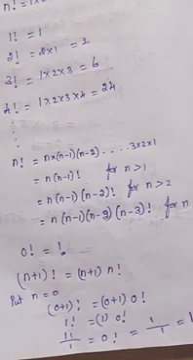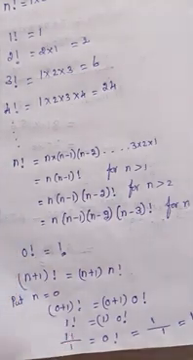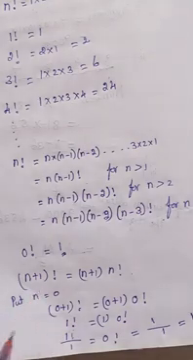Is that clear? So don't get confused. 0 factorial is equal to 1 and 1 factorial is also equal to 1. Shall we move to the problems? Okay, now the first problem.